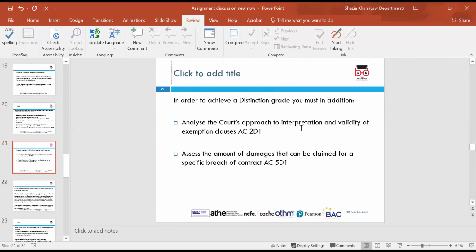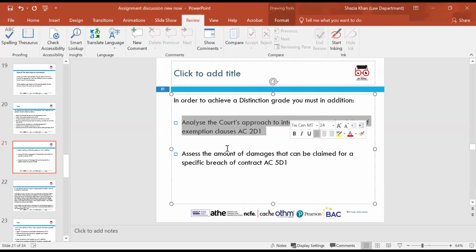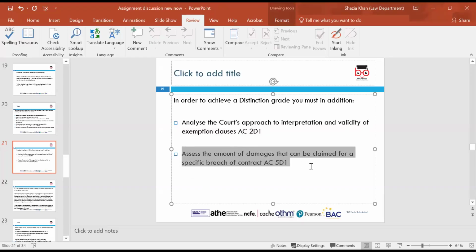In order to get a distinction, you'd have to look at these. You'd need to analyze the court's approach to the interpretation and validity of exemption clauses, and you'd need to assess the amount of damages that can be claimed, which is AC 5D1.